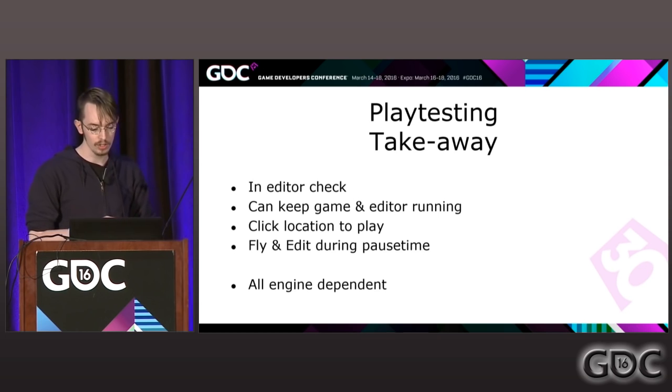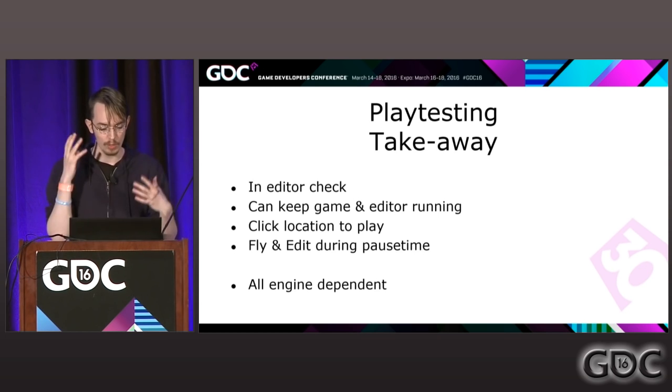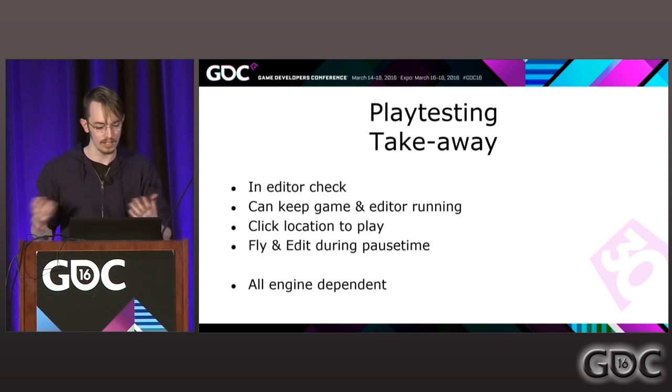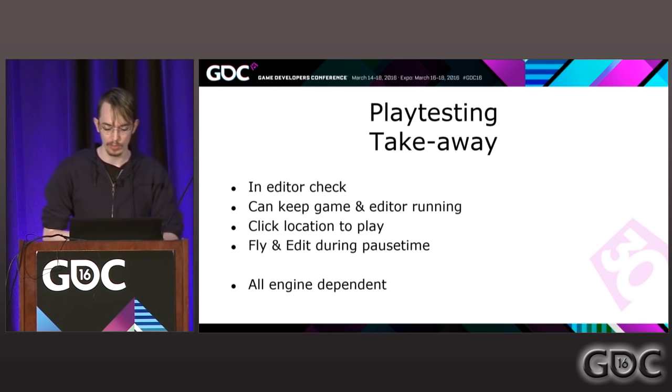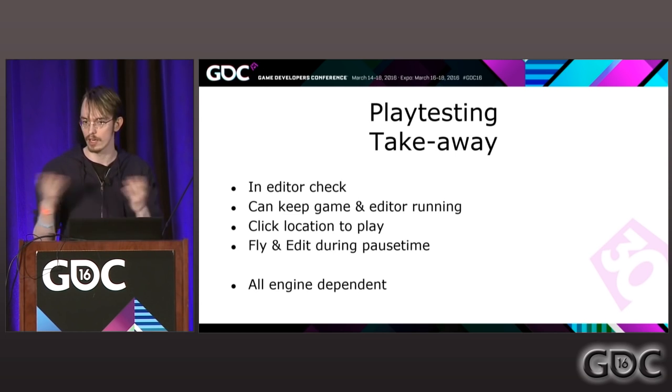And clicking a location to play is very nice, as it means we don't have to keep thinking about where the spawn location is or any other entities that are tied to it, and we don't have to move them around. We can focus on the problem at hand. And of course, flying and editing during pause time is incredible. It really speeds up the iteration process, as problems can quickly be found and adapted without having to go through a playtesting pipeline. Though, of course, all these issues are also engine dependent. So it's difficult to implement this, but it may be worth it over large and longer projects, depending on what you're working on.